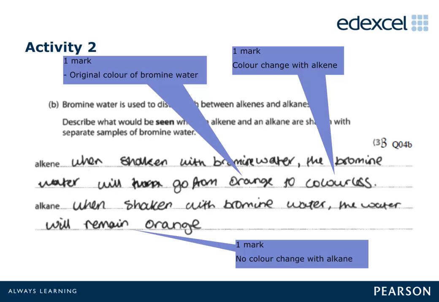Here, 3 marks were awarded. 1 mark for the colour of the bromine water. 1 mark for the change to colourless when reacted with an alkene. 1 mark for bromine remaining orange with an alkane.